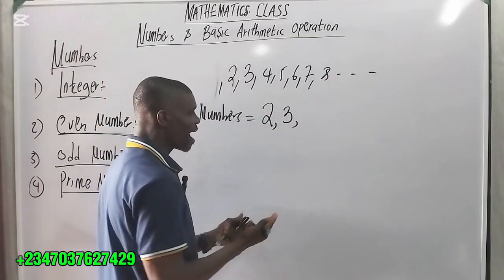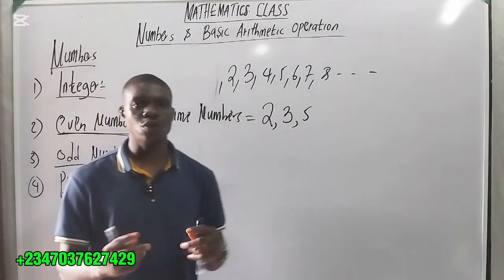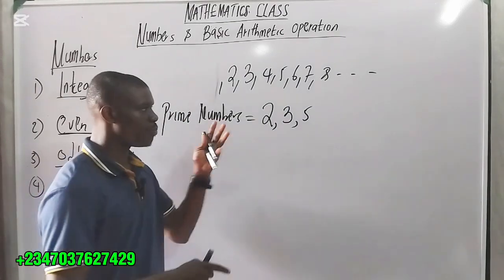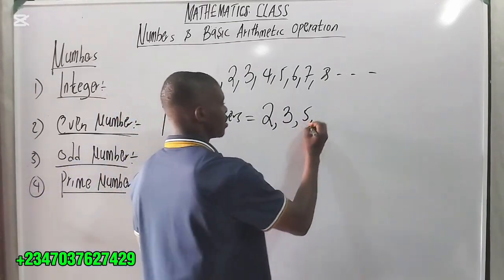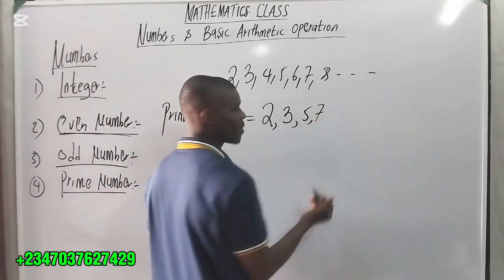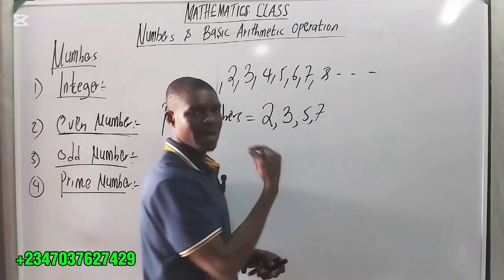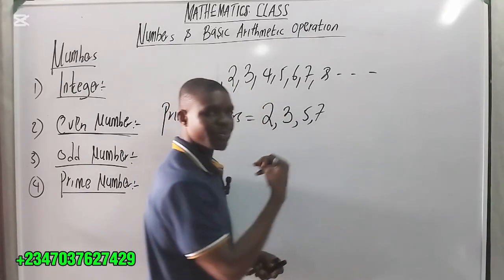What about 5? 5 is a prime number. Why? Because 5 only has 2 factors, 1 and itself, which is called a prime number. 6 is not a prime number, but 7 is a prime number. 8 is not a prime number. 9 is not a prime number. 10 is not a prime number.